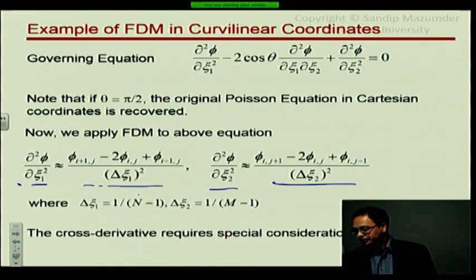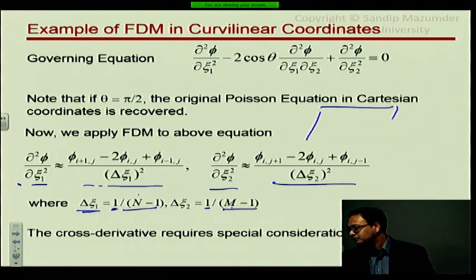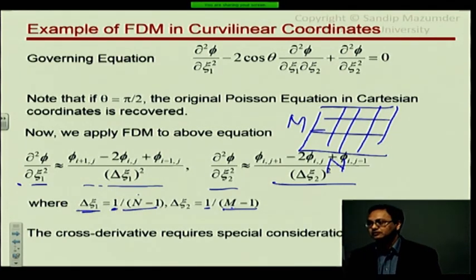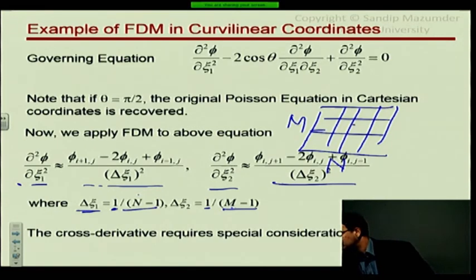So your delta Xi1 here is basically the length divided by n minus 1, and delta Xi2 is, again, the other edge of the rhombus divided by m minus 1. So essentially, this is our rhombus, this is our mesh. You have n nodes in this direction and m nodes in that direction. So your delta Xi1 is that length, and delta Xi2 is that length.